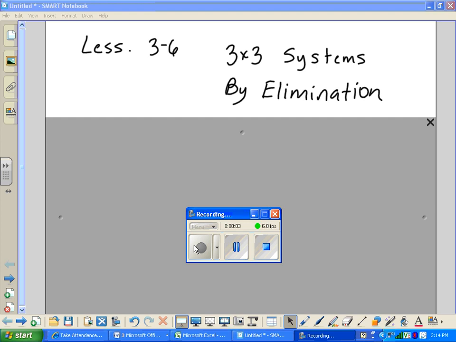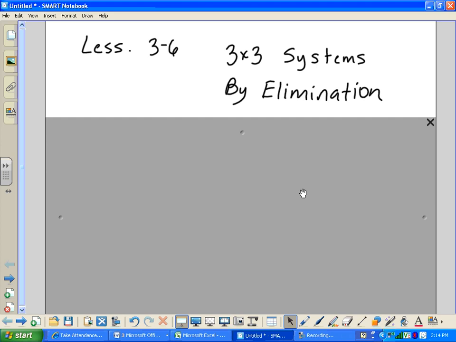Okay, this is the bonus lesson 3.6, on 3x3 systems. So we've been solving 2x2 systems, which means we've had two variables with two equations. So these are a little bit more difficult. We're going to three equations with three variables.